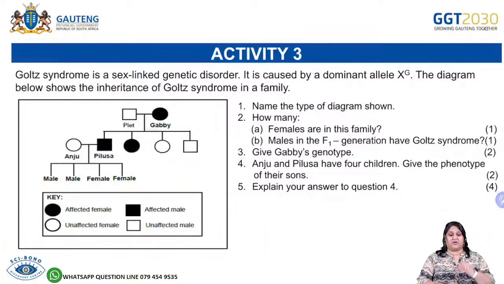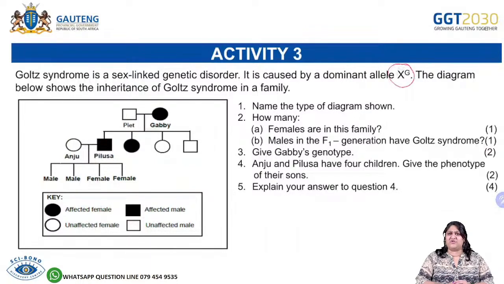Right, now let's look at Galt's syndrome. Oh, it so happens that Galt's syndrome is a sex-linked genetic disorder. So you see the question is clearly stating to you that it is sex-linked. And as soon as you see that something is sex-linked, you need to remember X's and Y's. Okay, so they go on further to tell you that it's caused by a dominant allele. Okay, and this is how we are writing the allele.